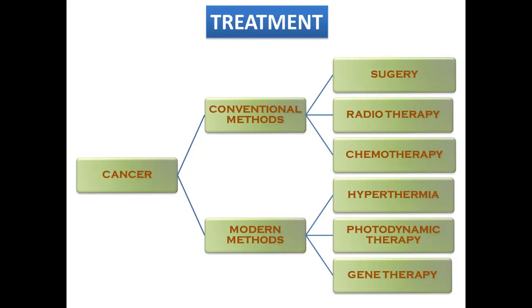So the modern therapies are gene therapies, hyperthermia, photodynamic therapy, immunotherapy. Now the combinational therapies: you can combine two therapies together, or three therapies, so that the rate of killing the cancer cells increases. So among all these treatments, the focus of the author is on photodynamic therapy. Our focus is on photodynamic therapy, exactly what it is.